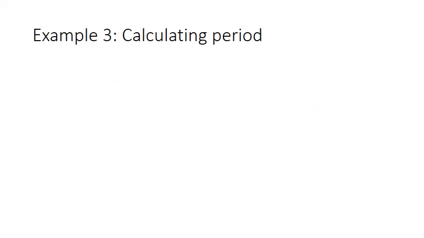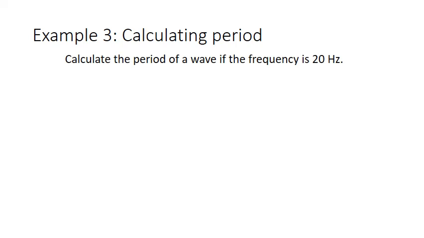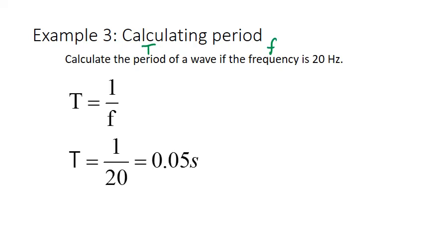Here's an example. Calculate the period of a wave if the frequency is 20 Hertz. So you should be looking and saying that is T, that is F. What is my formula? T equals 1 over F, 1 divided by 20, 0.05 seconds.